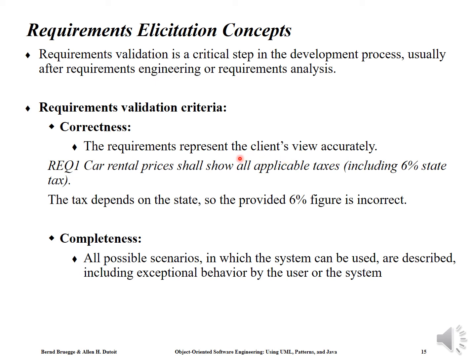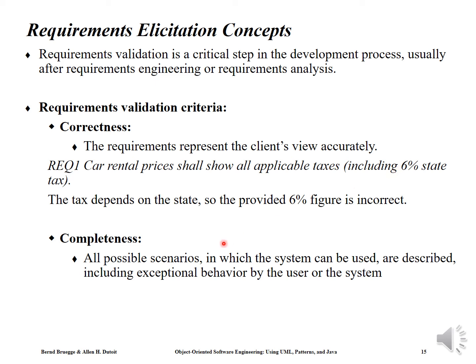So correctness is whether the requirement represents the client's view accurately and should not mention unintended features. An example of it is: car rental prices shall show all applicable taxes, including 6% state tax. Now, this state tax varies from state to state, so the tax depends on the state. So the provided 6% figure is incorrect. This is an example of an incorrect requirement, because the tax percentage varies from state to state.